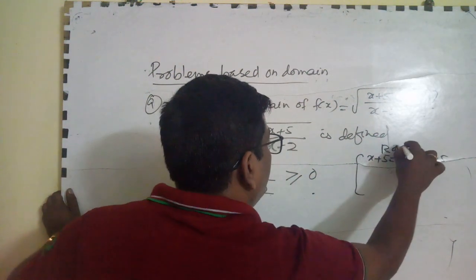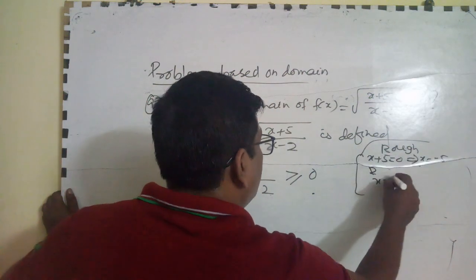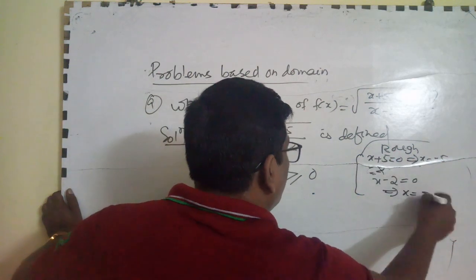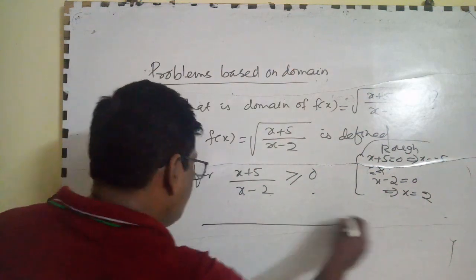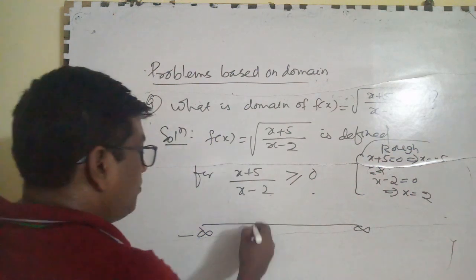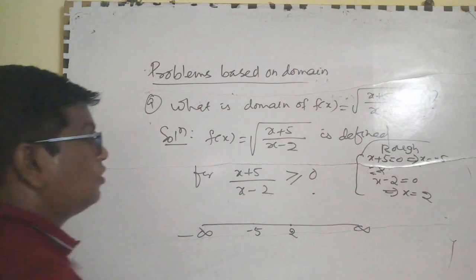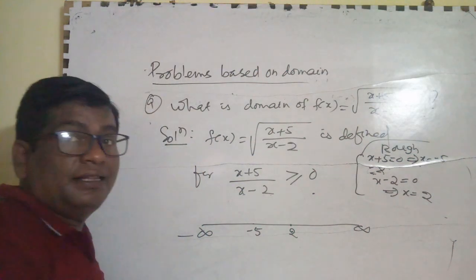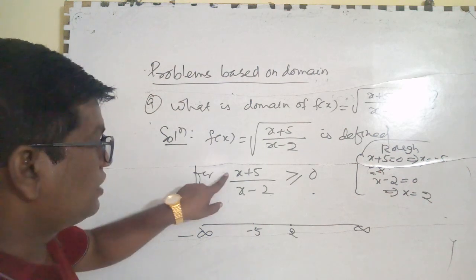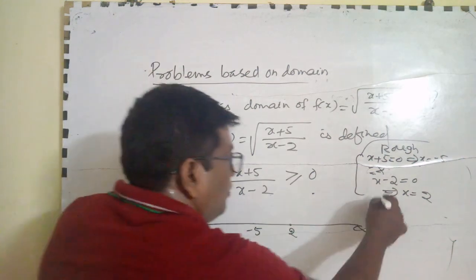This is rough work, and x minus 2 is equal to 0, that implies x is equal to 2. Draw the number line, minus infinity, plus infinity, the smaller number minus 5, then 2, the greater. What is the sign rule? This is very important, so please pay attention. The coefficient of x in the numerator is positive.